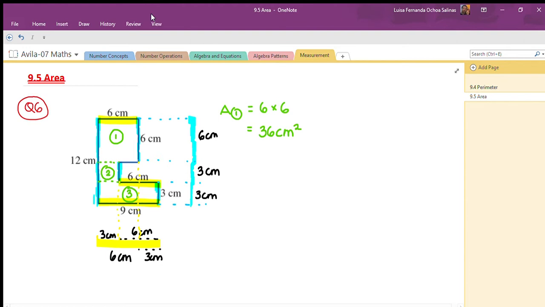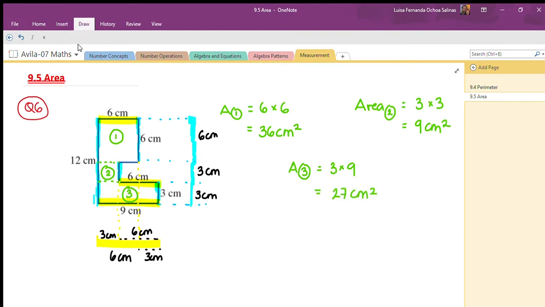So the area for my second shape is going to be a square of 3 centimeters times 3, which is equal to 9 centimeters square. Perfect. And now I have my third shape, which is a rectangle, which I have here. The width is 3 centimeters and the length is 9 centimeters. So the area of my third shape is going to be 3 times 9, which is equal to 27 centimeters square.